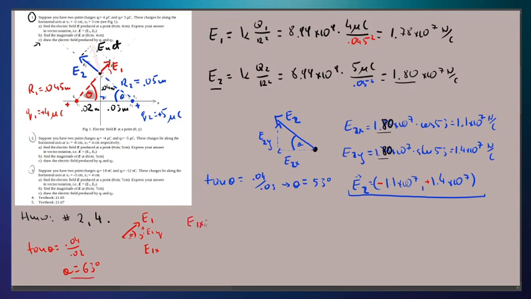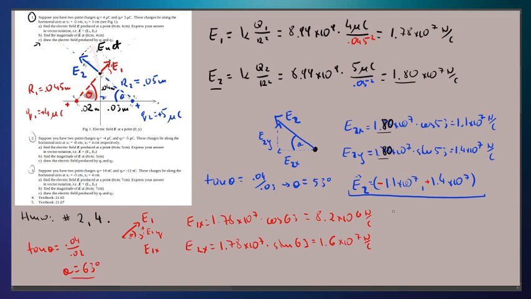So E1x equals 1.78, which I'll just make 1.8, but 1.78 times 10 to the 7th times the cosine of 63, and then E2x is going to be 1.78 times 10 to the 7th times the sine of 63. Let's calculate these and see what we get. Okay, so this is what I got: 8.2 times 10 to the 6th and 1.6 times 10 to the 7th.